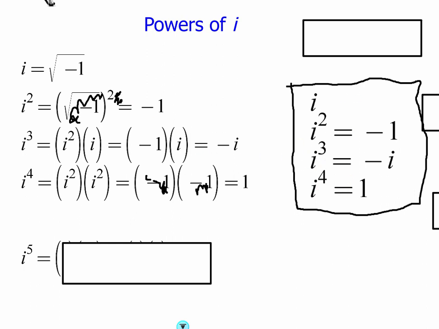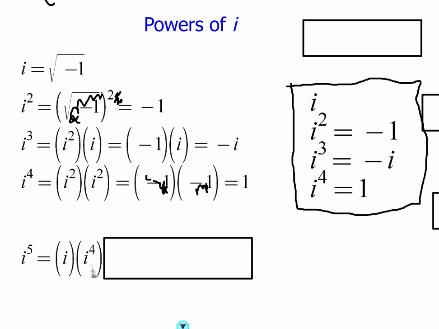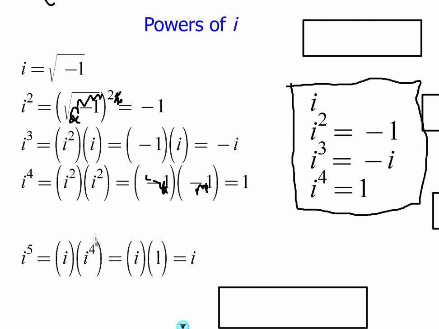For example, if I look at i to the 5th, i to the 5th is the same thing as i times i to the 4th power. And we know that i we just leave as i, and i to the 4th we know is 1. And i times 1 is just i. So notice that i to the 5th is the same thing as i.